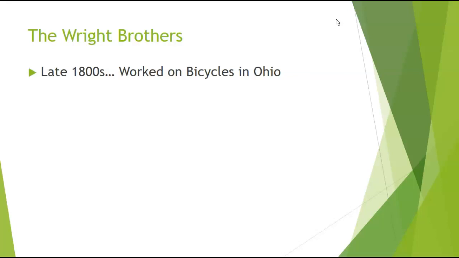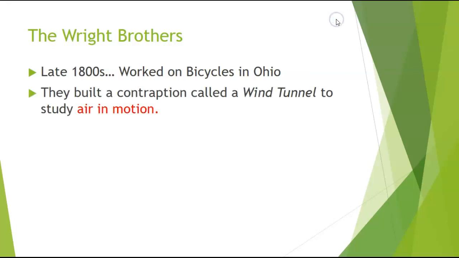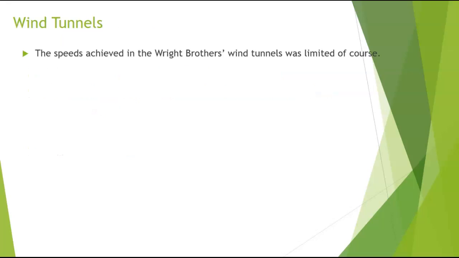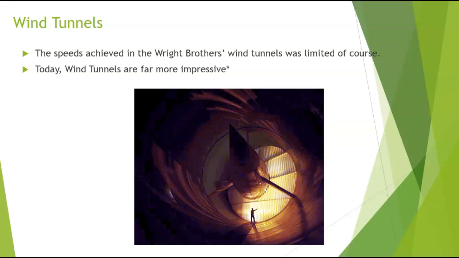Looking back to the Wright brothers in the late 1800s, they were actually bicycle mechanics working in Ohio, but they were interested in flight, so they built a contraption called a wind tunnel to study air and motion. And the study of air and motion is the study of aerodynamics. Back then, the speeds that the Wright brothers achieved in their wind tunnel were very limited. Today, wind tunnels are far more impressive, far more complicated, and can achieve wind speeds much higher than they could achieve back in the Wright brothers' time.